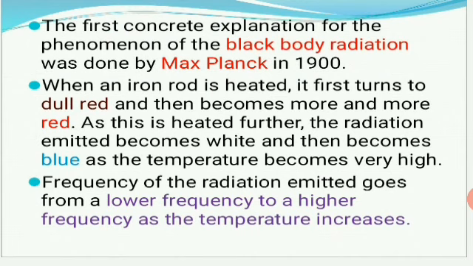The first explanation for the phenomenon of the black body radiation was given by Max Planck in 1900. When an iron rod is heated in a furnace, it emits radiation and becomes dull red, and then progressively becomes more and more red as the temperature increases. When heating is continued, it becomes brighter and brighter orange, then yellow, then white, and finally it becomes blue at very high temperature. As we know, red light has higher wavelength and blue light has lower wavelength.